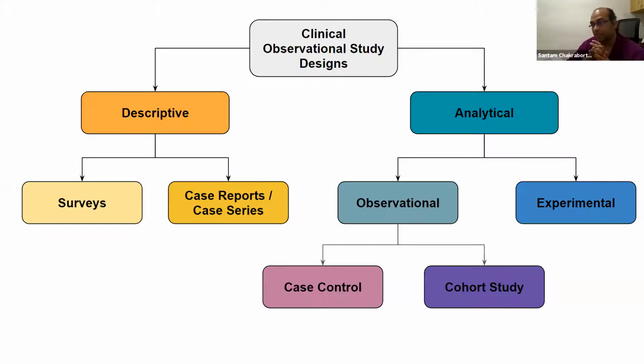So when we talk about clinical study designs, we can divide them into two broad categories, those which are descriptive and those which are analytical. The analytical ones want to come up with some inference of some sort, while the descriptive ones just want to tell what is exactly happening. Descriptive studies include surveys, case reports, and case series. Analytical studies, which are observational, are broadly of two types, but there are several other types also which are not commonly used in clinical research. The two which are used most commonly are case control studies and cohort studies, which we will be focusing on today.